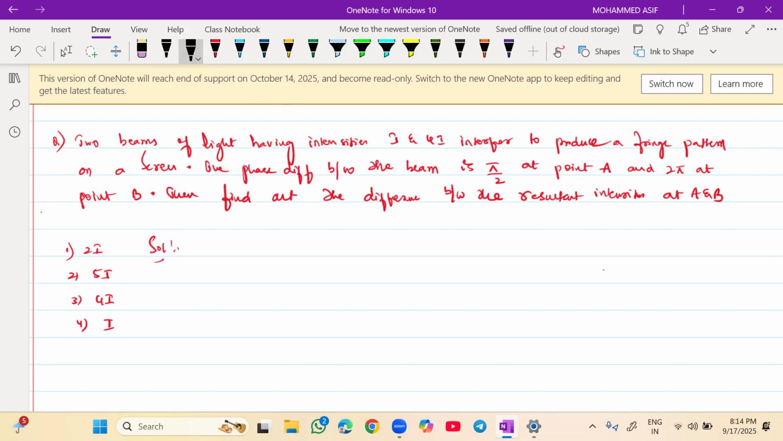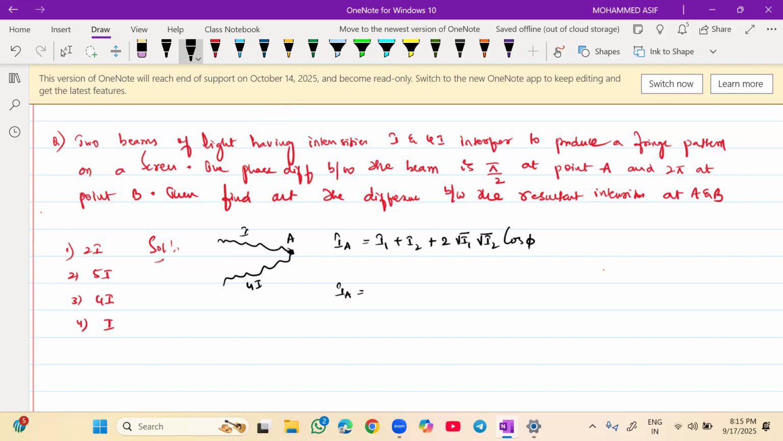We got two beams of light having intensity how much? So this is one beam, I. And this is your other beam, 4I. They interfere to produce a fringe pattern on a screen. The phase difference between them is pi by 2 at point A. So this is your A. So intensity at point A will be equal to I1 plus I2 plus 2 into root of I1 root of I2 into cos phi. This is your formula.